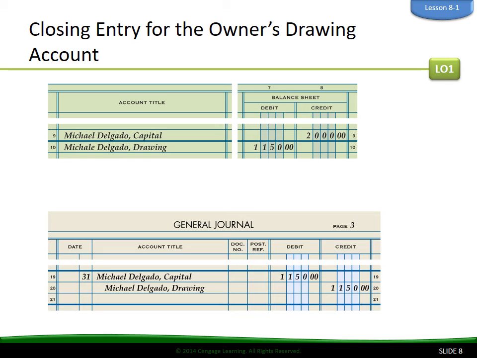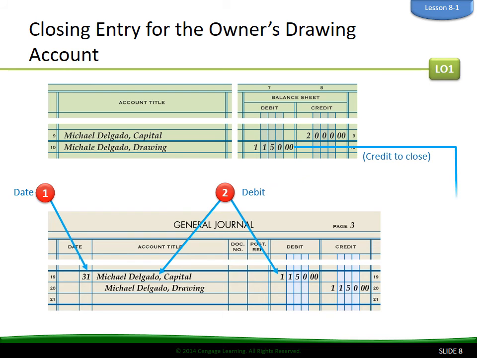So what we're going to debit is the capital account, because when he took this money out, it actually decreased the value of our capital by that same amount, $1,150. So when you do this, you're going to put the date, and your debit would be capital, because that's decreasing our capital amount. And you're going to credit drawing, because it had a debit balance. To get that back to zero, you're going to have to credit it for that same amount.